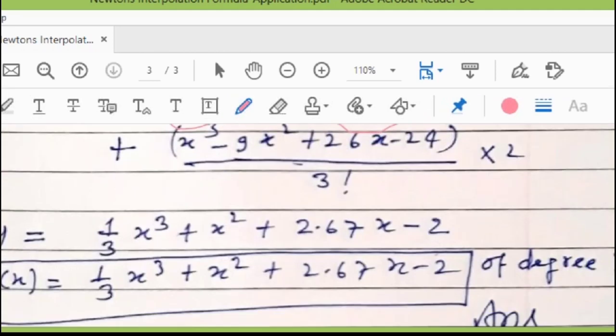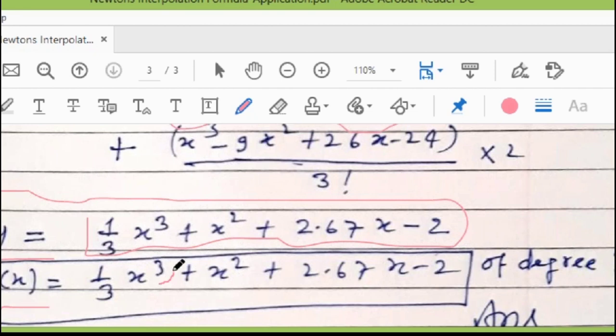You look at what we are going to have. After solving, we are going to have 1 by 3 x square and 2.67 simplified, so y is equal to f(x), the polynomial, is this. What is the degree? Looking at it, the highest power is x cubed, so this is a polynomial of degree 3. So we can also get the polynomial with the help of this formula.